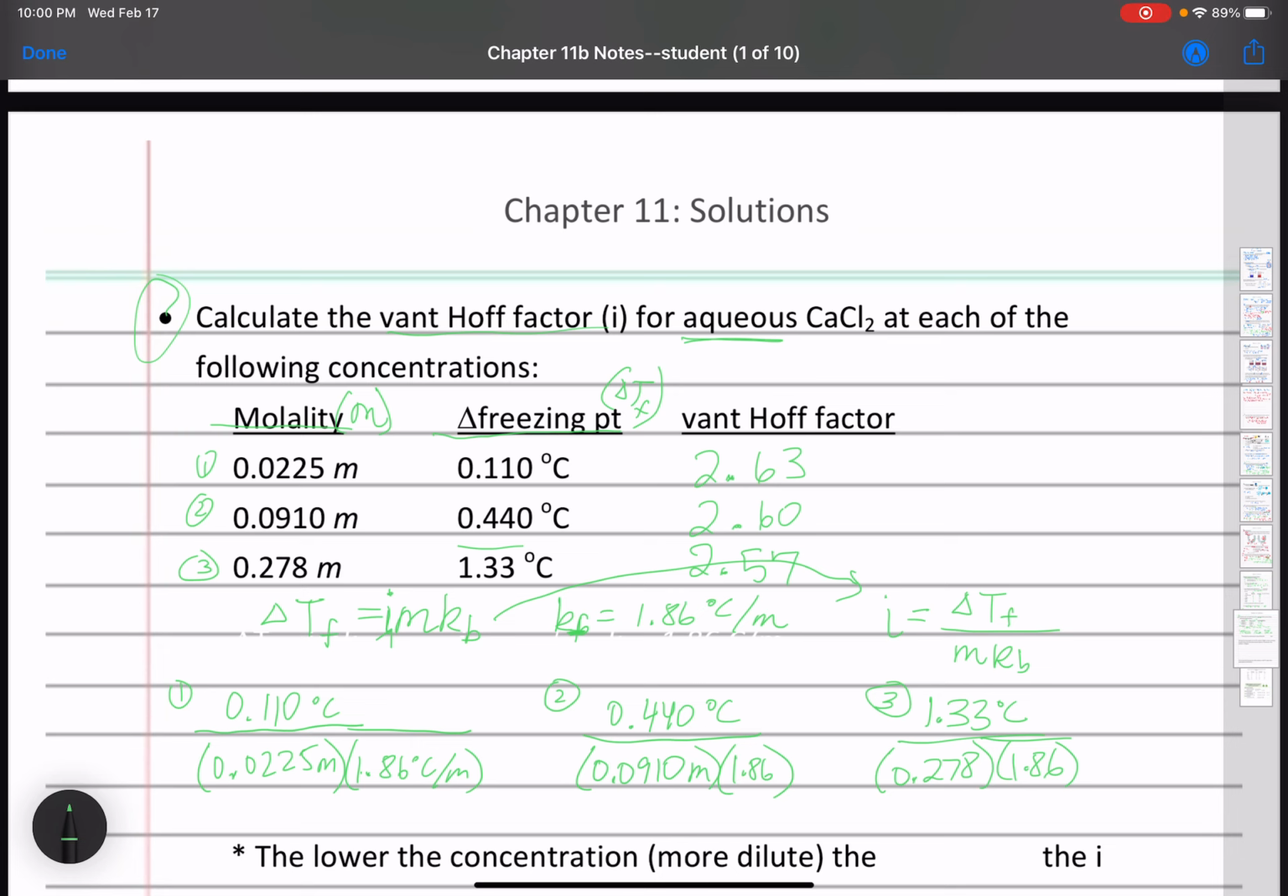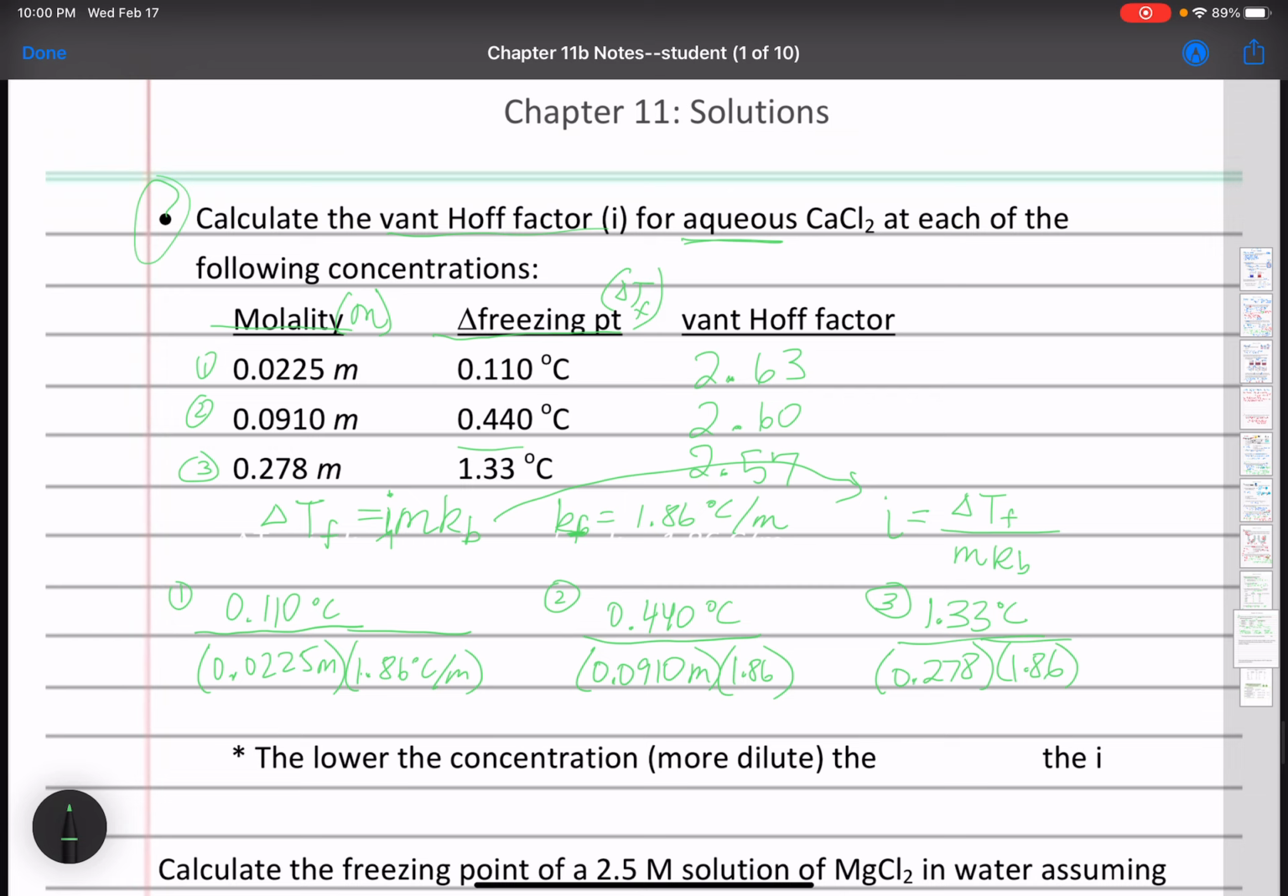All right, so I want you to notice the trend here. These are three different solutions of the same thing. They're all calcium chloride solutions, but they are different concentrations. So the molality is increasing as we go down this list, but the Van't Hoff factor is increasing as we go up this list. The Van't Hoff factor is higher in more dilute solutions. The lower the concentration, the higher the Van't Hoff factor, I.